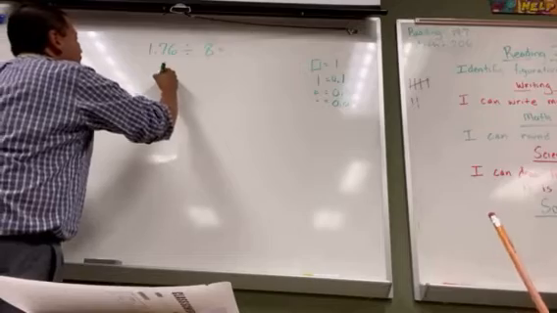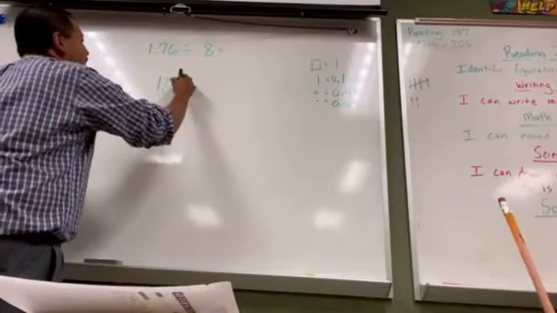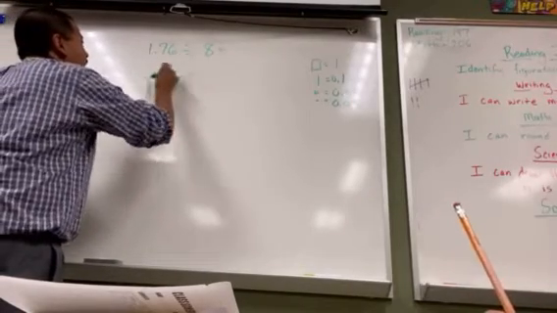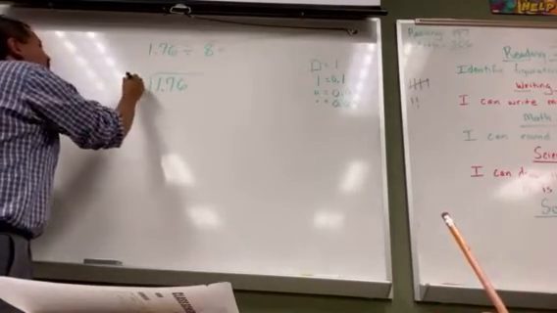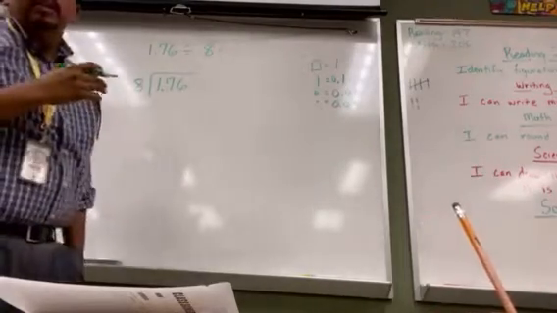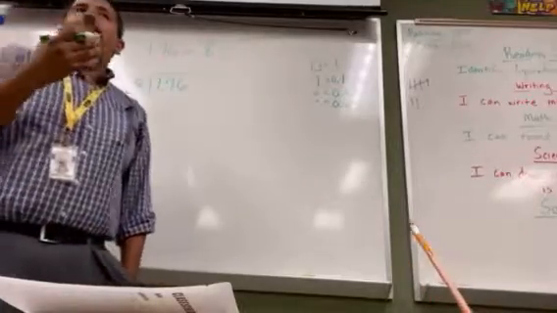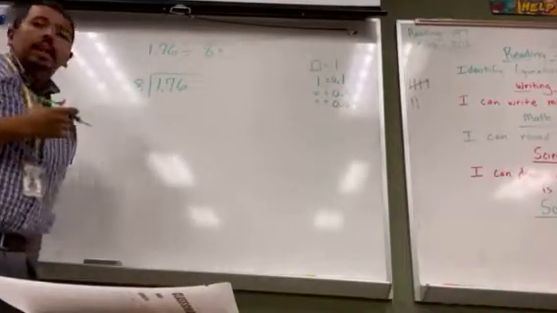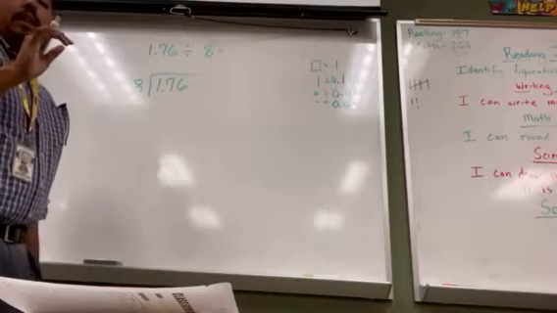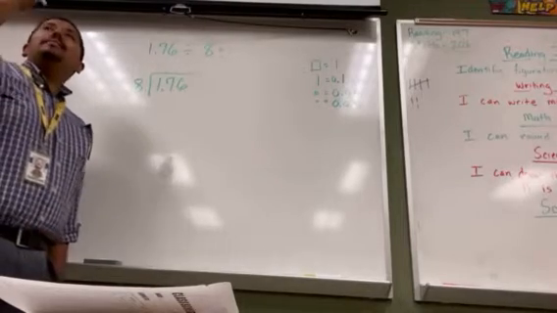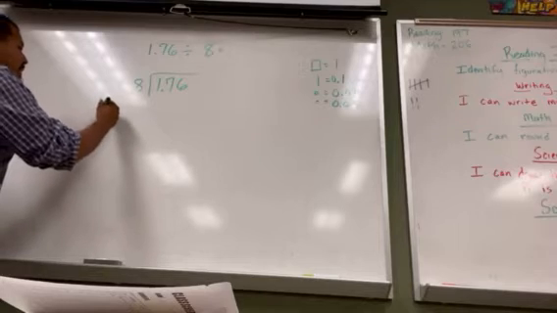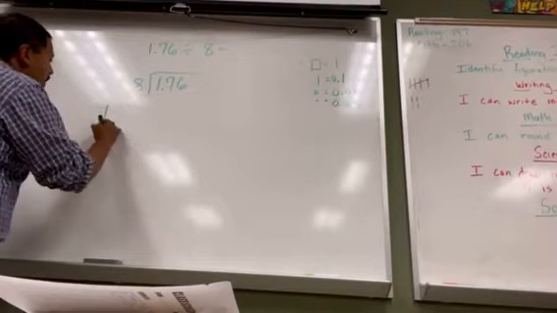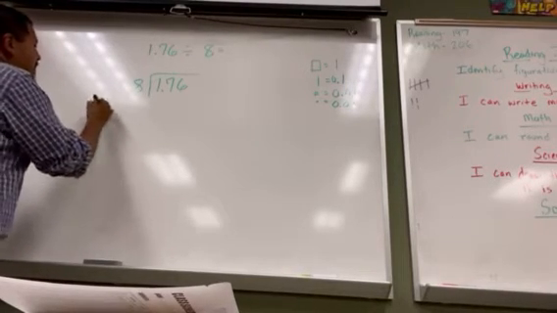So, 1.7600. So, the first thing that I do, I set up my problem. And you put the decimal? Yes, I set up my problem. Step number two, I set up my TV table.